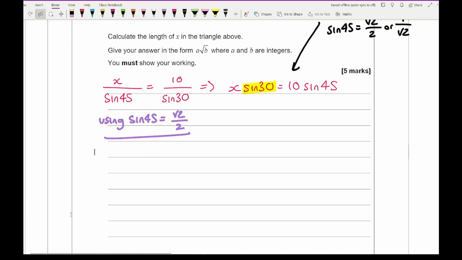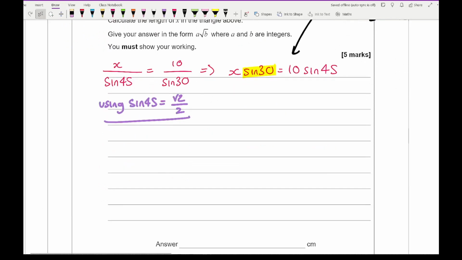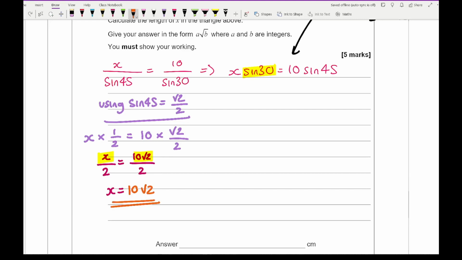So then from this, what I get is x times a half equals 10 times root 2 over 2. Now knitting all of this up, I get x over 2 equals 10 root 2 over 2. So therefore x, because the denominators are the same, these two things must be equal, so x equals 10 root 2, and there is my final answer.